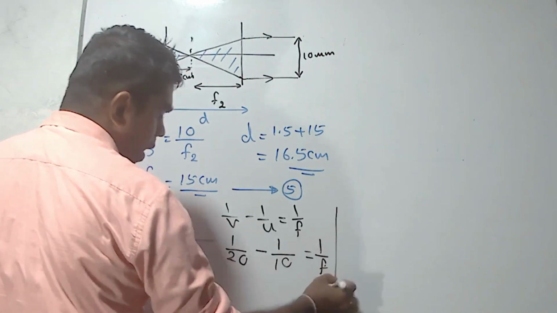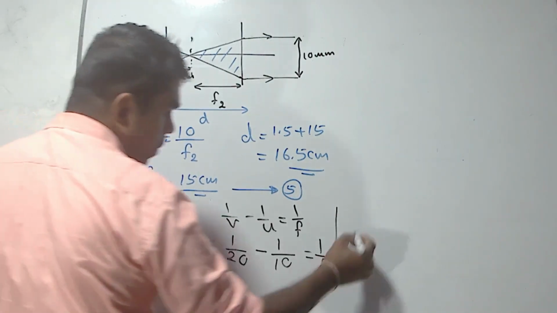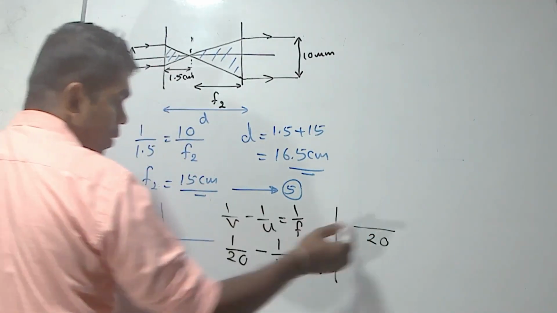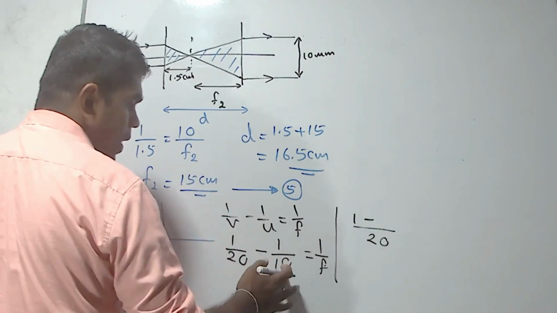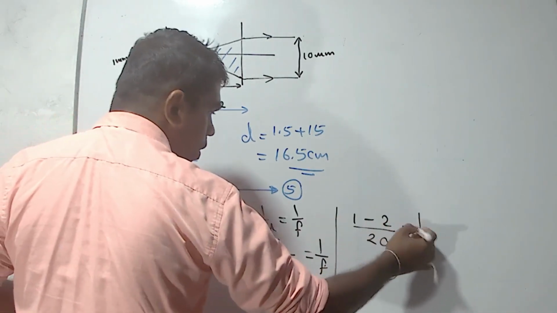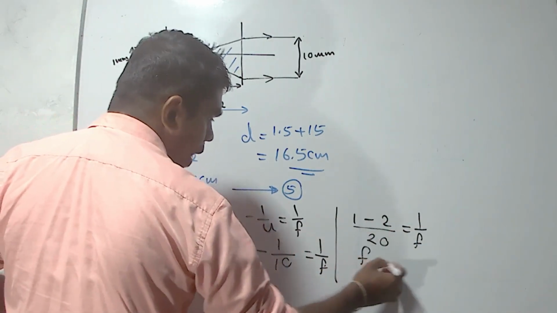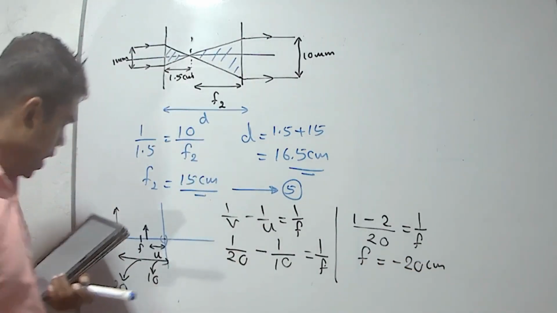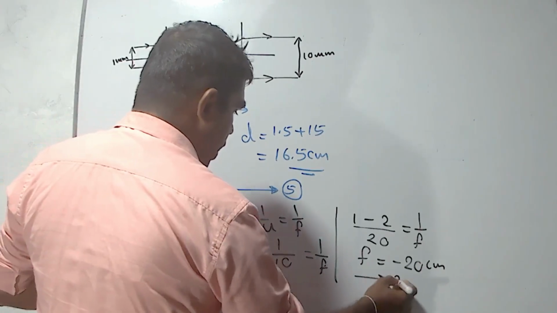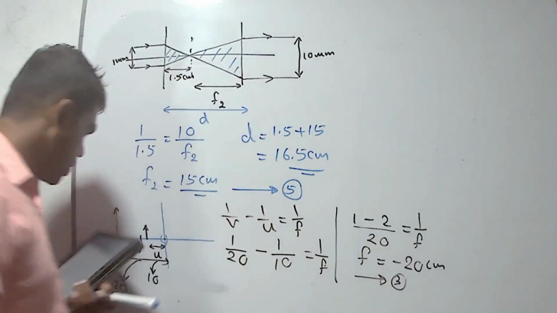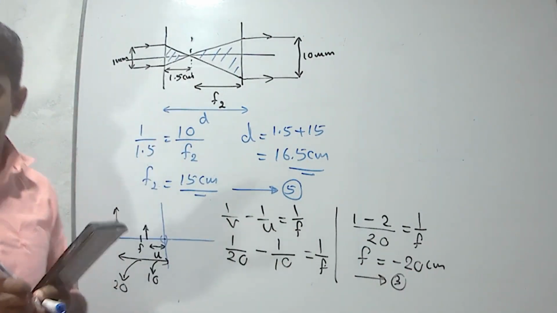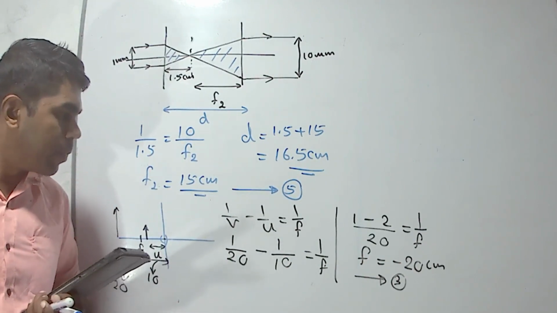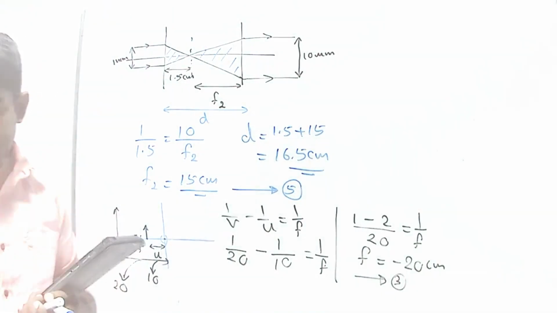Then we can simplify it. LCM 20: 20 divided by 20, 1 into 1, 1, minus 20 divided by 10, 2, 2 into 1, 2. Then we can obtain the f value, minus 20 centimeters. Then the answer should be 3. A minus value means it is a concave lens. We know that for a concave lens, we can obtain a minus focal length.